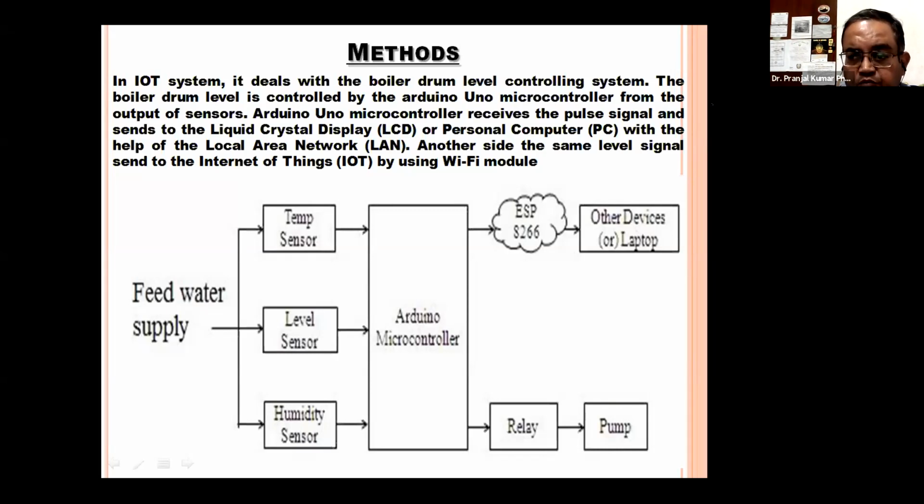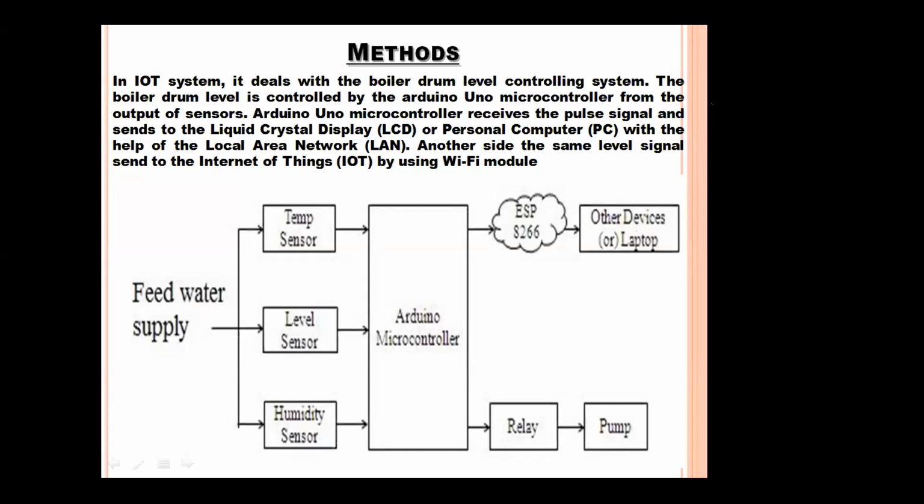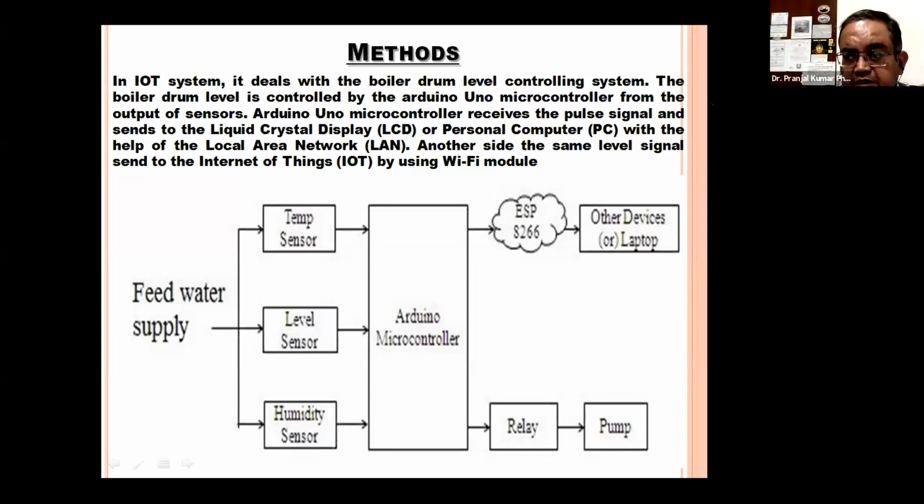So in the flow diagram, you can see the feed water supply is being sensed by three sensors. One is temperature, level, and humidity, which is an input to the microcontroller, and the output is to a laptop, and the other output is to the relay and pump. Why relay and pump? The relay will get switched off, switched on, and based on that, it will trigger the functions to the pump for switching off or switching on in real time, based on the data available to this particular microcontroller.